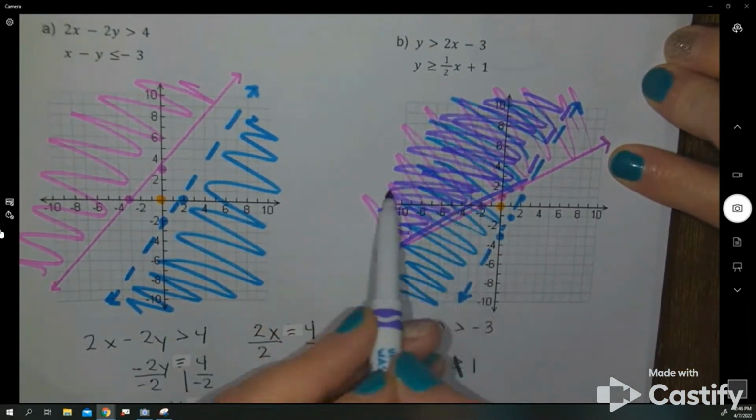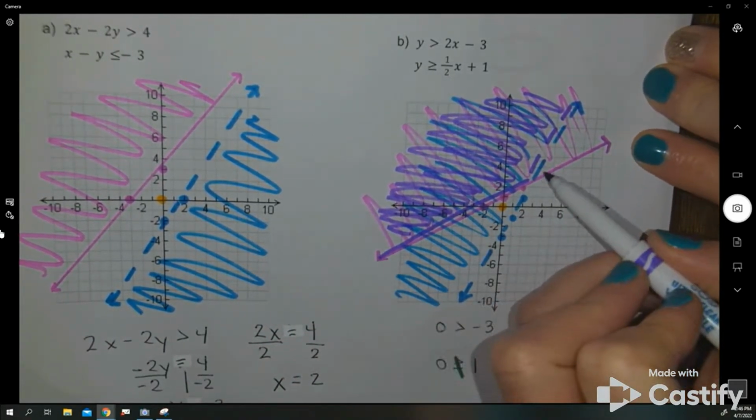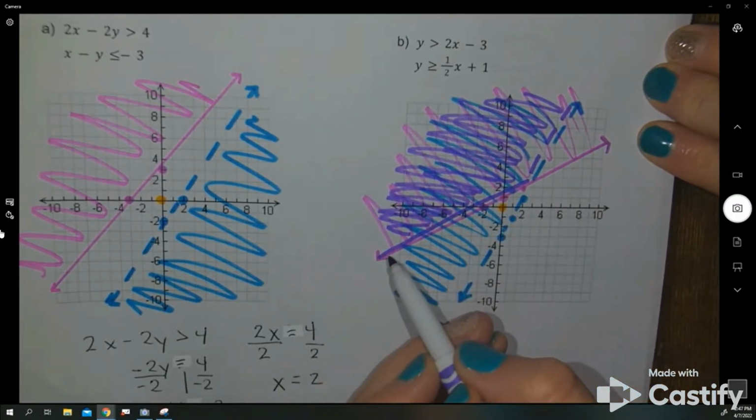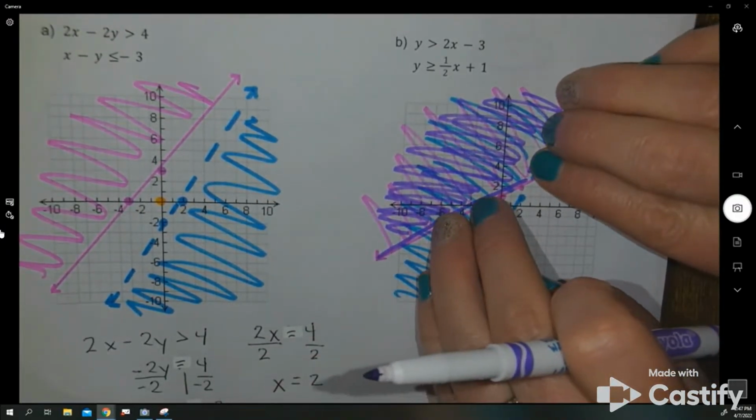So I'm going to make it purple because blue and pink can make purple. So if it's on our pink line over here, solution. If it's on our blue line here, not a solution because the blue line is dotted and the pink line is solid, and it's everything from these two spaces that way.